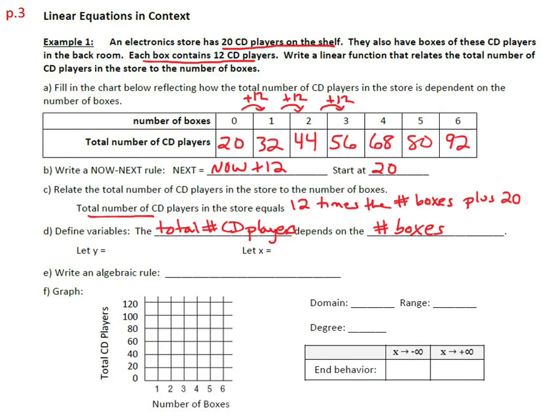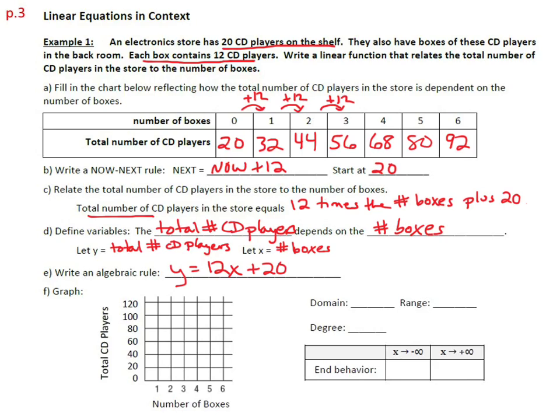So keeping in mind our dependent variables are the y, we're going to let y be equal to the total number of CD players. And then we're going to let x be the number of boxes. That's our independent. So now we can use that to write our algebraic rule. Y, the total number of CD players, is going to be equal to our 12x, 12 times the number of boxes, plus our starting point of 20 CD players that were already out on the shelf.